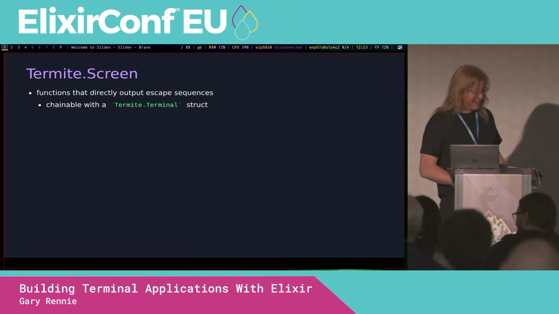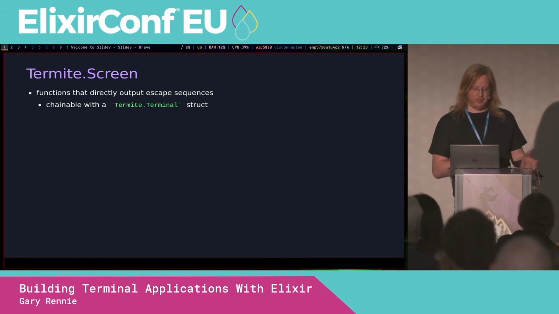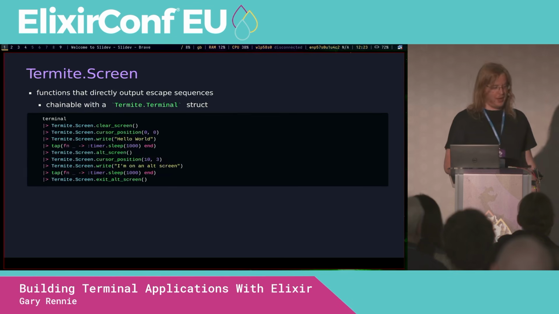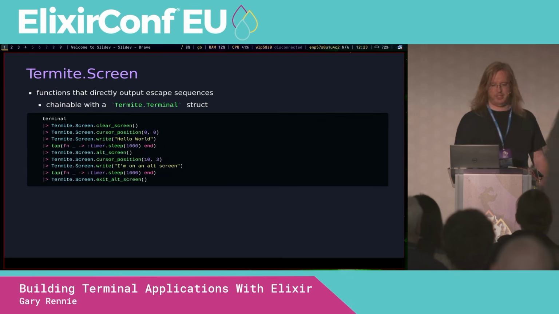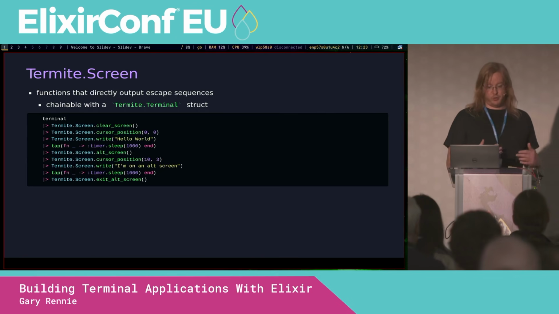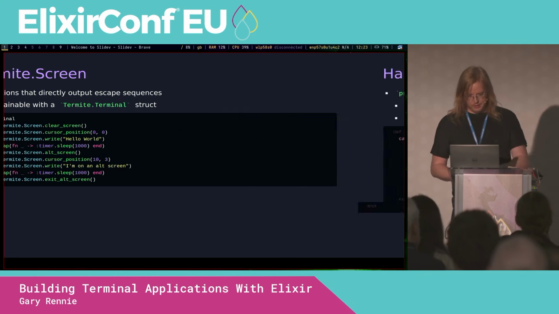So another module that's available is the Termite screen module. This is slightly different to the Termite style, which is for building up styled strings. This is for escape sequences that output directly to the terminal. In this example, it's clearing the screen, writing the string hello world to the normal screen, switching out to the alt screen, writing to the alt screen, and then exiting again. Those all write as soon as they're called.